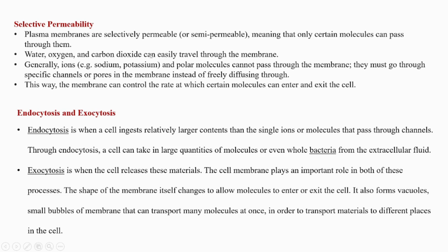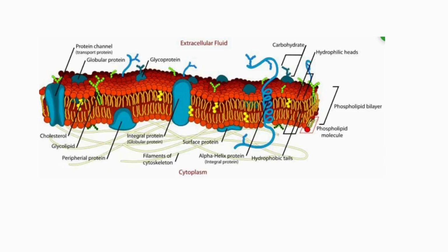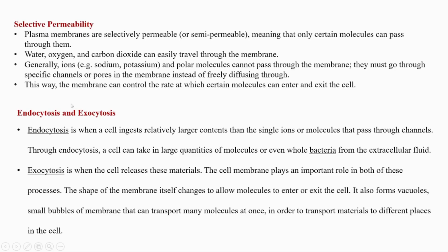Water, oxygen, carbon dioxide can easily travel through the membrane. Generally, ions such as sodium, potassium, and polar molecules cannot pass through this membrane. They must go through specific channels or pores in the membrane instead of freely diffusing, which means water, oxygen, and carbon dioxide can easily penetrate through this membrane, whereas ions such as sodium, potassium need to pass through particular channels. There are different channels here. You can see the protein channel. Similarly, you have different channels which allow the movement of ions.